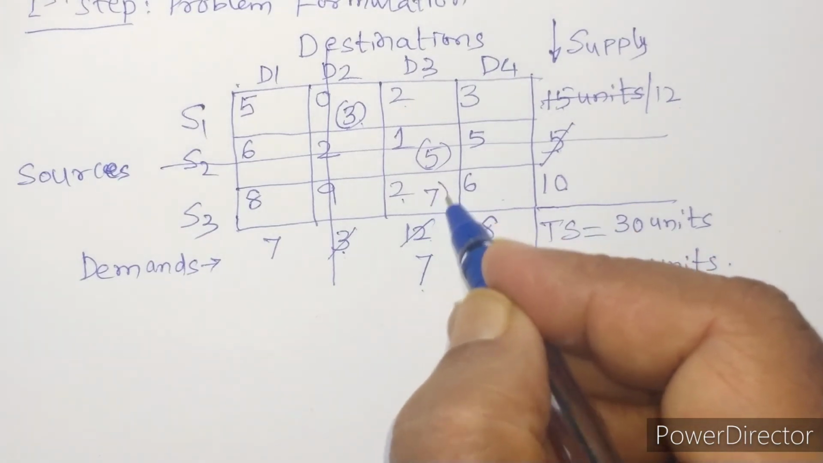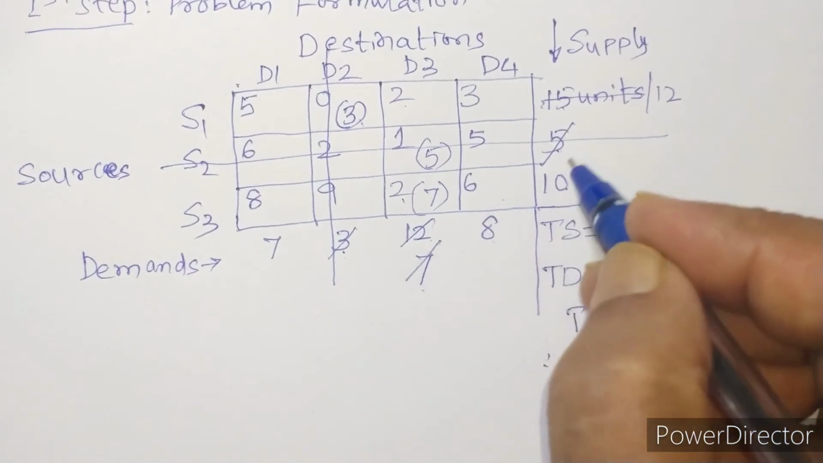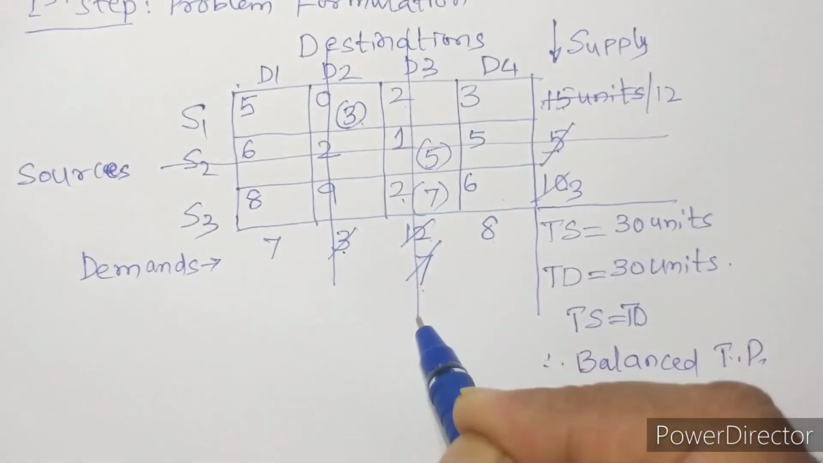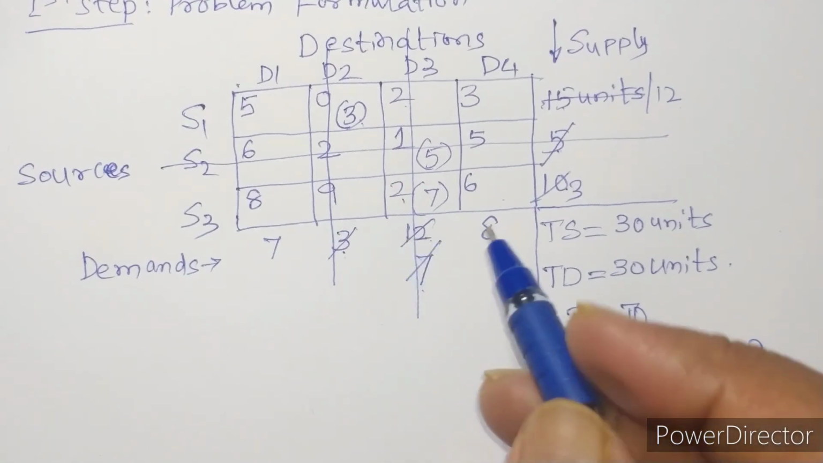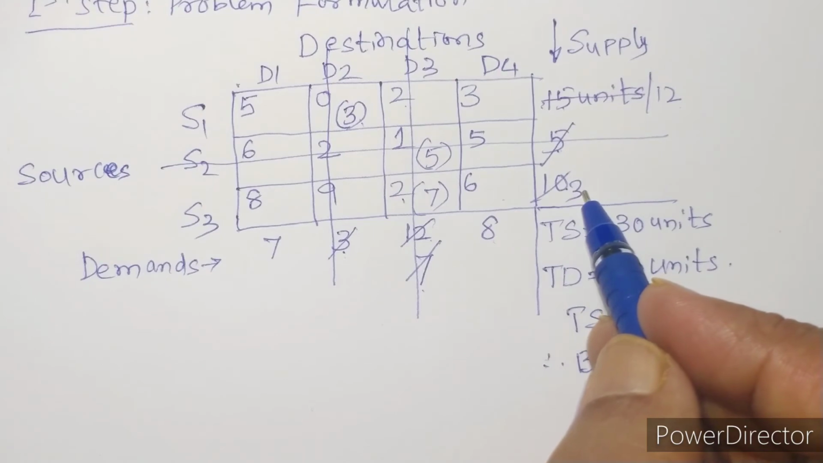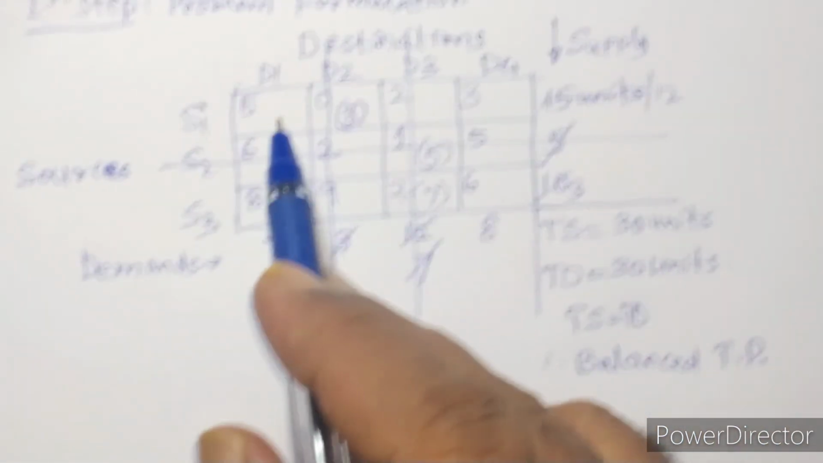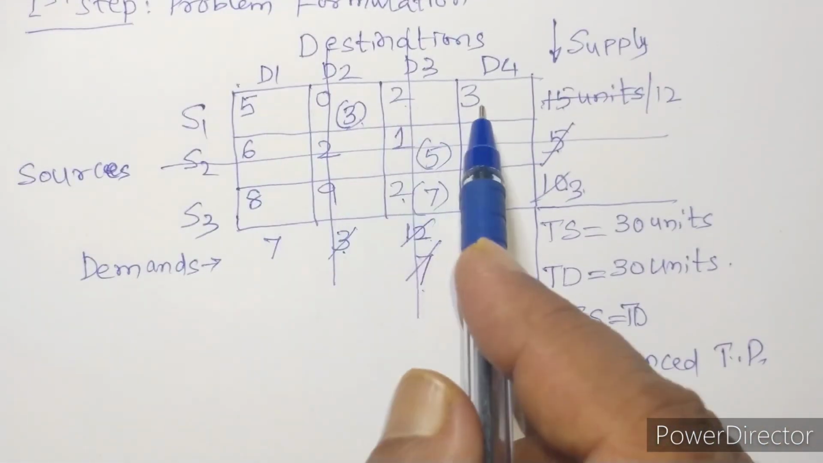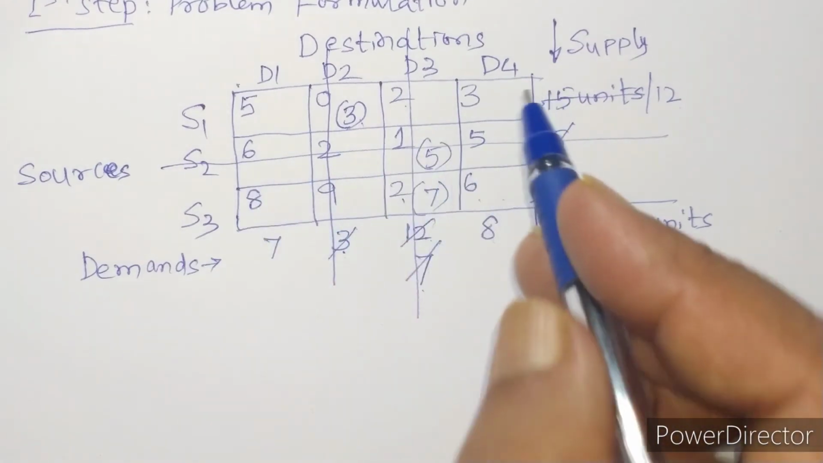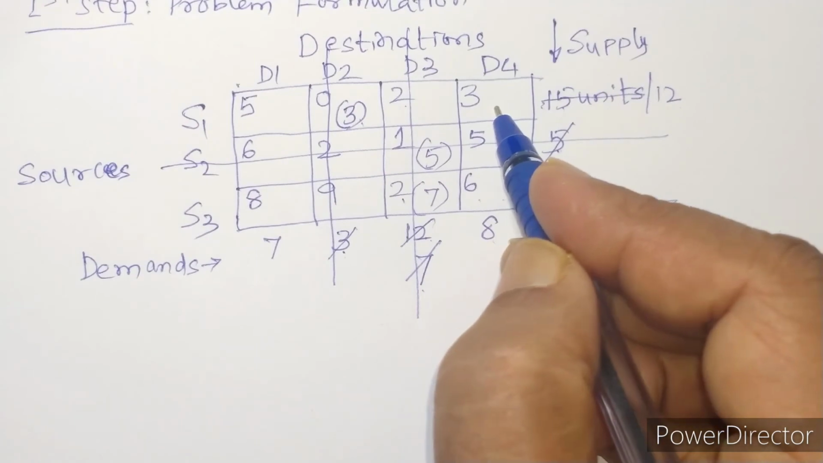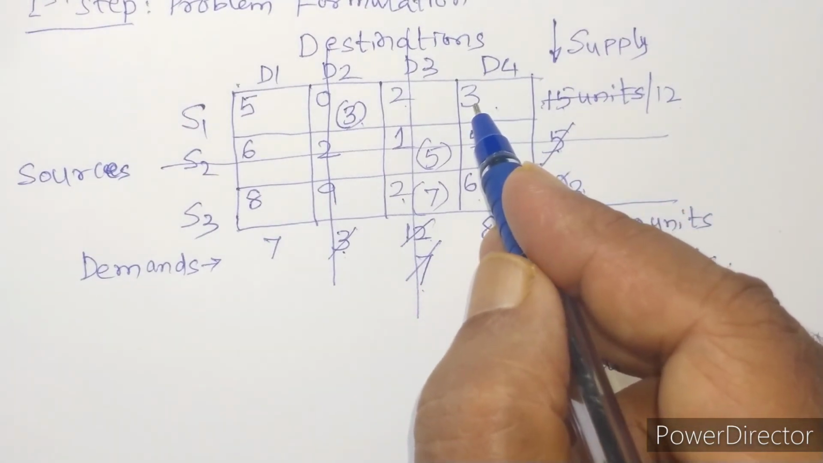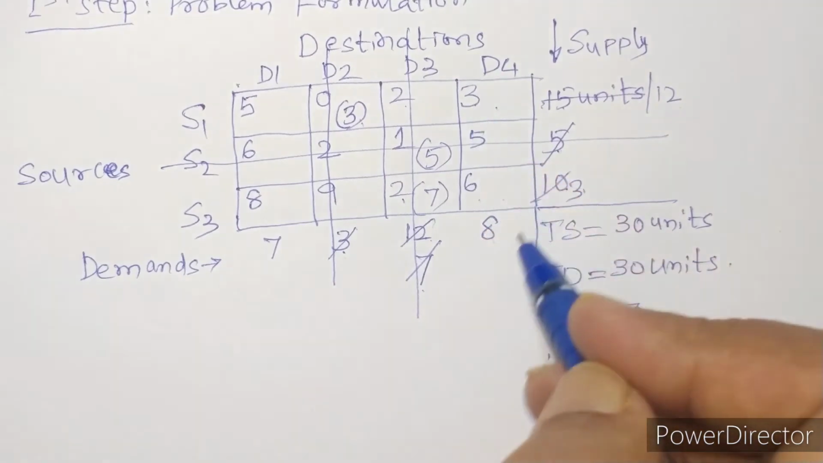The smaller value is 7. You allocate this value here, cancel this, and 3 units will remain here. And D3 is removed because the entire demand of 12 units is met here. At S3, only 3 units are remaining. Now there are only 4 values: 5, 3, and 8 and 6. Out of these values, 3 units of transportation cost is the lowest value.